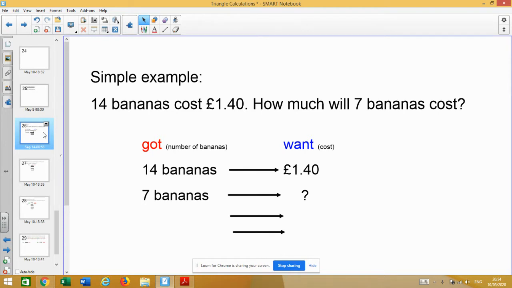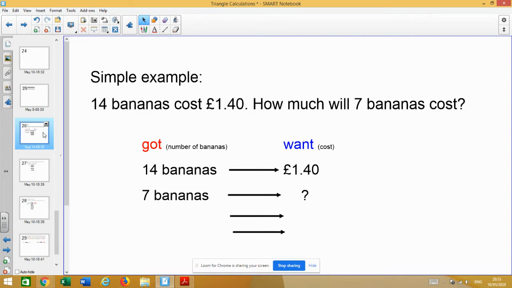14 bananas cost £1.40. How much will 7 bananas cost? So you probably know it's 70 pence straight away, but think about how you worked it out. Did you do half of 14 is 7, so half of £1.40 is going to give you the cost of the 7 bananas? Probably. You might have gone down to 1. Now, for these examples, it is best if you go down to 1.